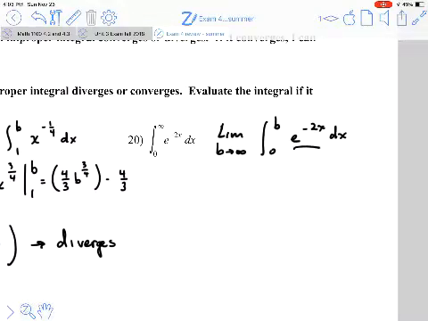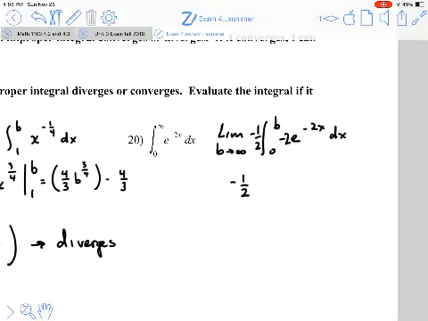Now, we can find the antiderivative of e to the negative 2x as long as there's a negative 2 there. In order to do that, we need a negative 1/2 right out front. So now we can find the antiderivative simply using the fact that the antiderivative of e to the u du is just e to the u. So we're going to have negative 1/2 e to the negative 2x as our antiderivative. We're going to evaluate that from 0 to b.